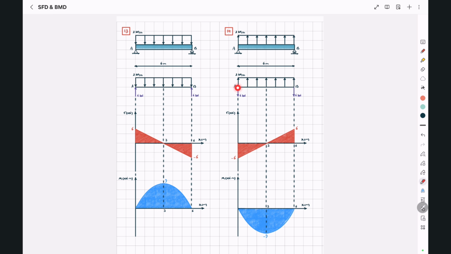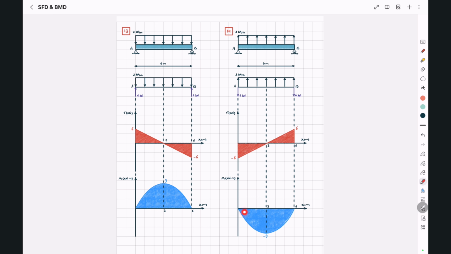At point A, we don't have any concentrated moments applied. So we don't have any jump in the moment diagram at point A. So MA is equal to 0. The change in moment between point A and C will be equal to the area under our shear diagram, where -6 multiplied by 3 divided by 2, or -9. MA was equal to 0. Delta MAC is equal to -9, so MC will be equal to -9.